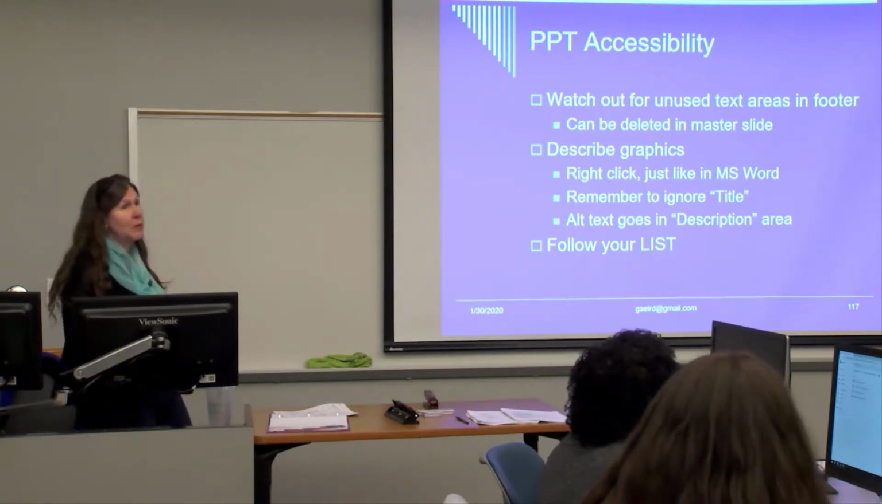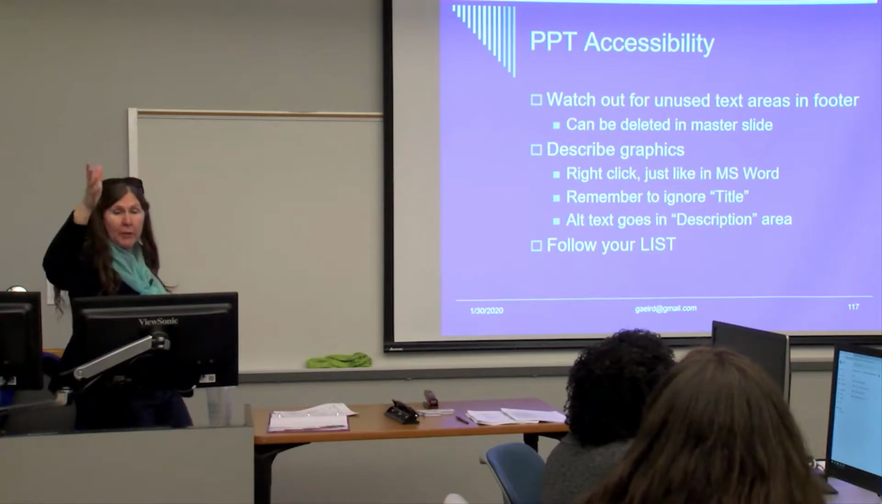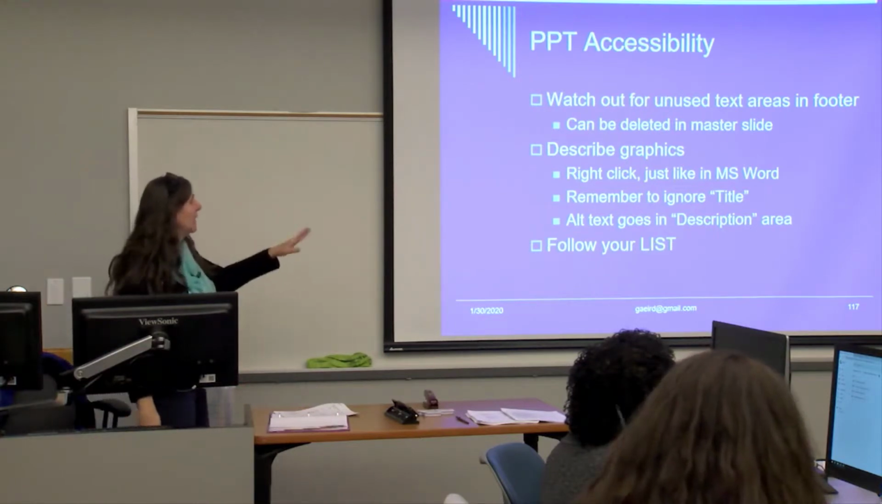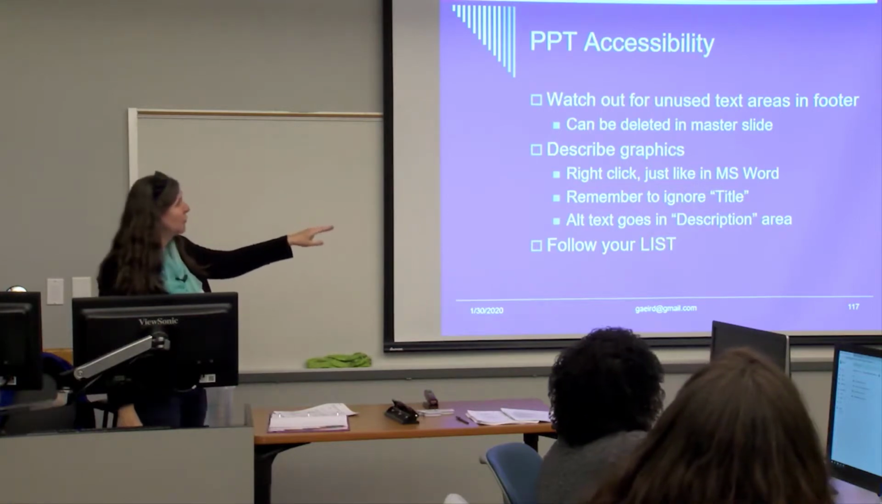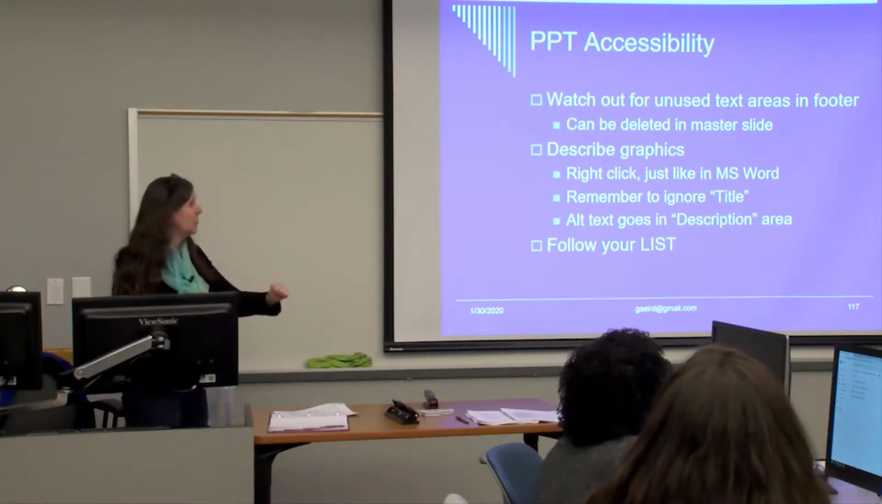Describing your graphics is exactly the same as what we did in Word. Right click, and it's going to bring up the area where you put it in. Again, ignore title, just put the alt text in the description area. On the newest version of Word, once you get it, it will only have description. So that will be taken care of.